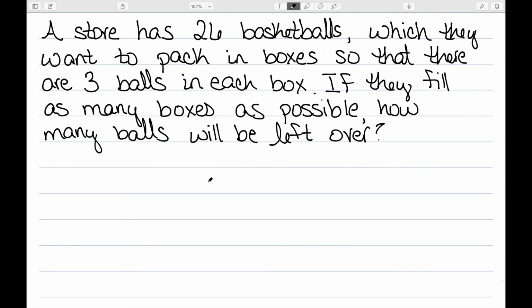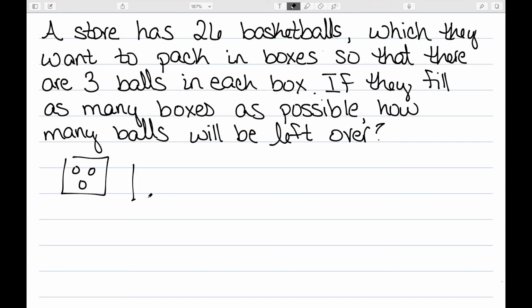A third possibility is the remainder is the actual answer to the problem. As an example, a store has 26 basketballs, which they want to pack in boxes so that there are 3 balls in each box. If they fill as many boxes as possible, how many balls will be left over?